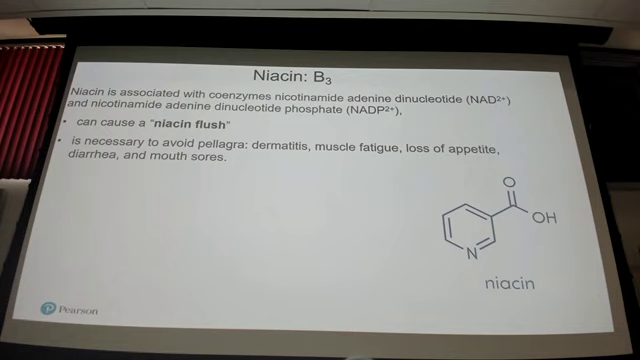Now, niacin. Excess niacin can cause niacin flush, and this is skin reddening, skin itching, skin burning. Interestingly, a lack of niacin can also cause skin issues such as pellagra, and that is like skin inflammation and patchy skin darkening.